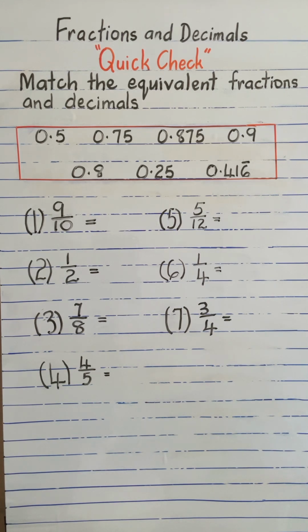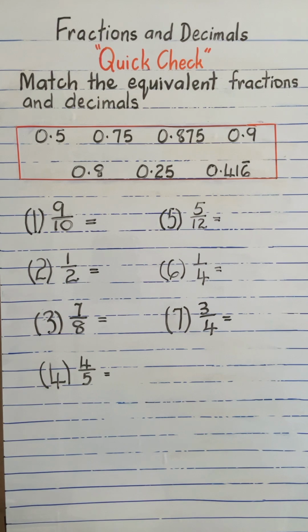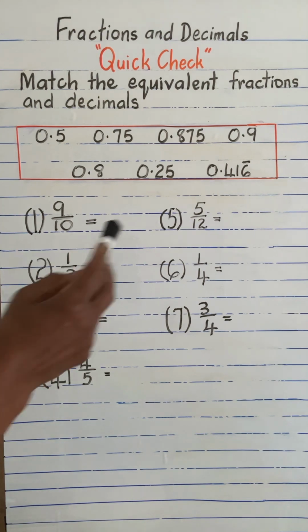So we have in a box 0.5, 0.75, 0.875, 0.9, 0.8, 0.25, and 0.416, and the bar at the top means the 6 is recurring.